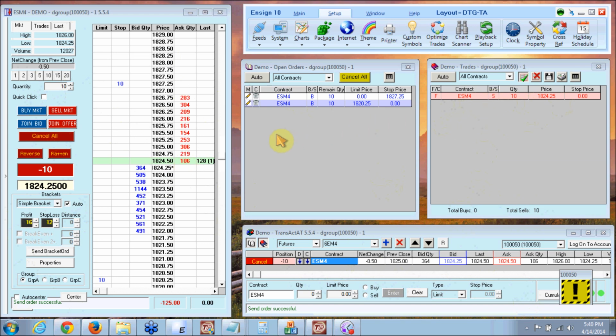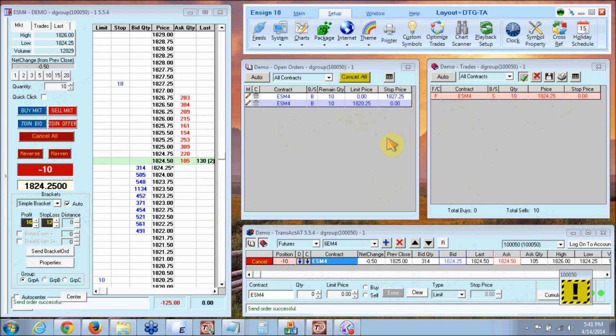So now, since I sold 10 contracts, it automatically put in two open orders. One is a stop price of 18.27.25, and the other is my limit price or my profit or my gain at 18.20.25. So if the price goes down to 18.20.25, it'll automatically initiate this trade and get me out, okay, at a profit. If the price goes up to 18.27.25, it goes up, then it will stop me out at a loss of 3 points.